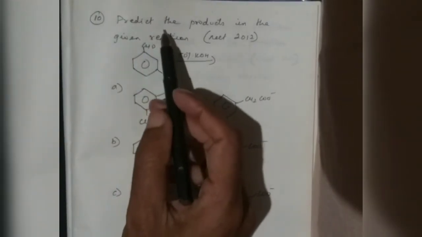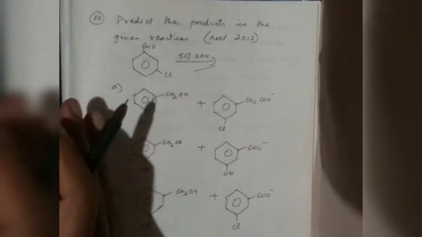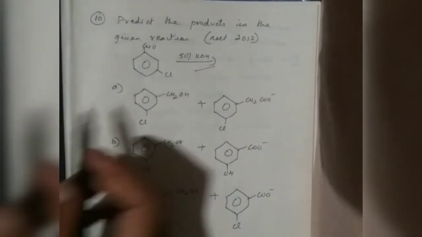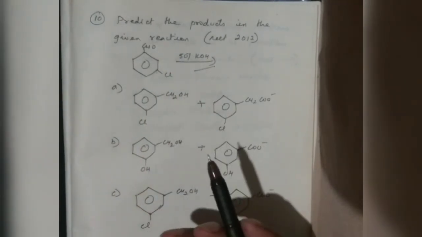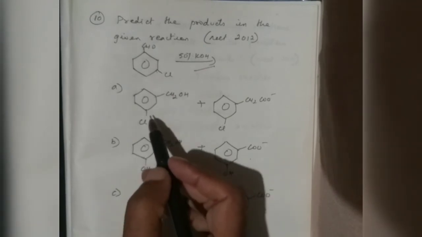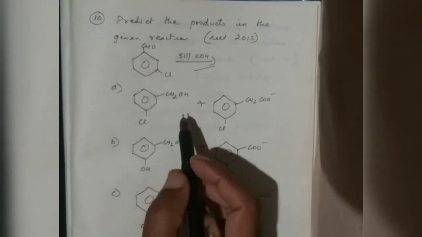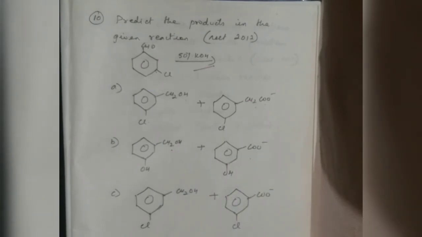So next question, predict the products in the given reaction. Once again 50% KOH. I think the same question they have asked in a different way, because it's also ortho, metachlorobenzaldehyde. So it's a combination of alcohol and an acid. But please remember, you got the Cl here. So they have given Cl, CH2OH, CH2CO minus, later they have given the options. So we know that one will be the alcohol and second will be the acid.